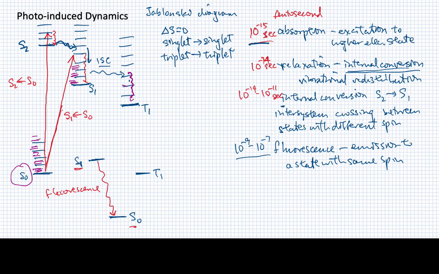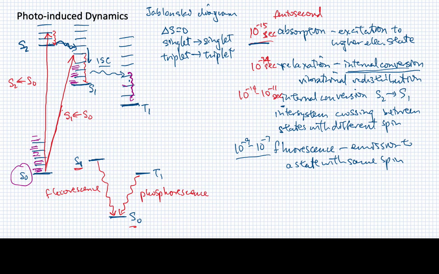Now, 10 to the minus 9 seconds is still pretty quick, but we have to think in terms of how the molecule feels. And in this case, this is a pretty slow process. But it's not as slow as the process that the triplet state undergoes. It also can undergo an emission, and in this case, the emission is called phosphorescence.